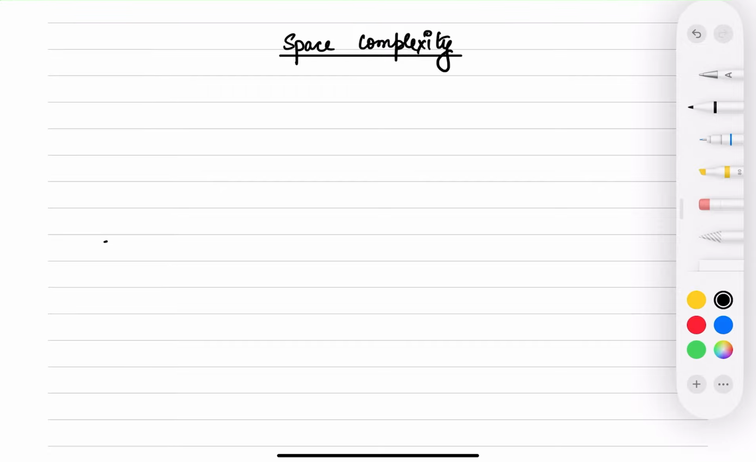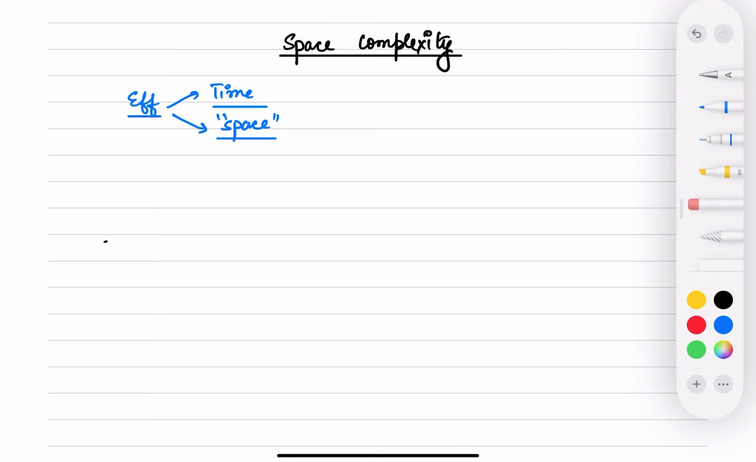If you remember, in our previous video we discussed the basics of algorithms, the properties of algorithms, and how we measure the efficiency of an algorithm. In that we discussed that the efficiency of an algorithm can be calculated in two ways, that is time complexity and space complexity. So in today's video we are going to discuss space complexity and understand the fundamental principle of how to calculate it, right?